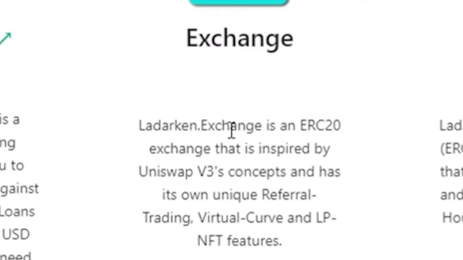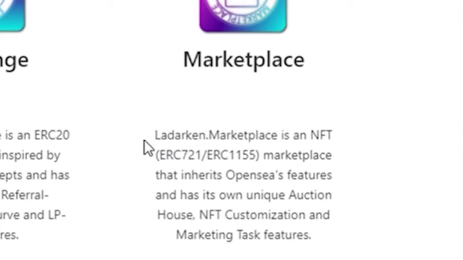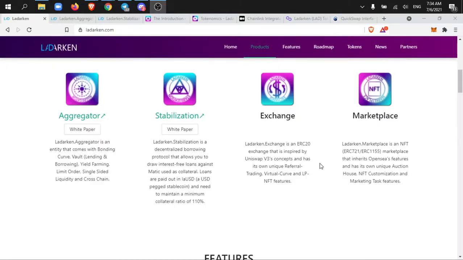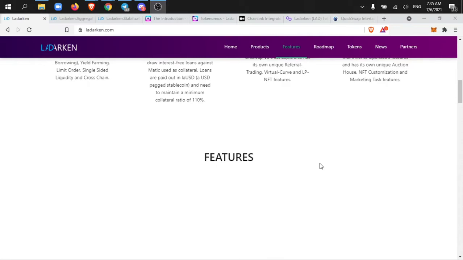The LADARKEN Exchange is an ERC20 exchange that is inspired by Uniswap version 3 concepts and has its own unique referral trading virtual curve and LP NFT features. Okay. And the LADARKEN Marketplace is an NFT ERC721/ERC1155 marketplace that inherits OpenSea's features and has its own unique auction house, NFT customization, and marketing task features. They are aiming to do a lot of cool things.